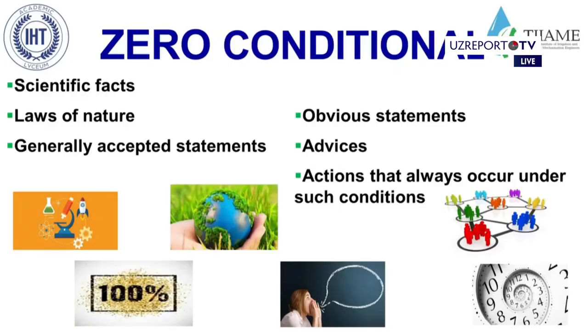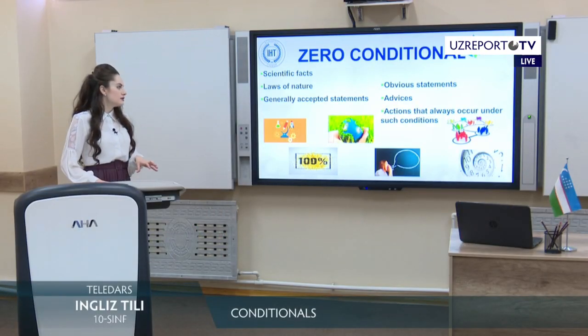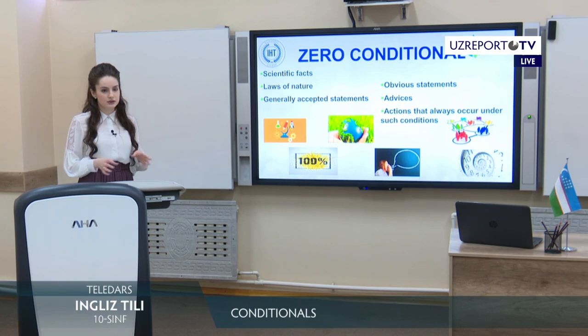The next one is obvious statements. It means that there is no other continuation in this situation, only one way of solution. The next one is advice. Advice is some kind of recommendation that we may follow. It is given to us in order to make our life better, to simplify our life. And the last one is actions that always occur under such conditions. It is similar to obvious statements; they have approximately the same meaning. So these are just the main points that I wanted to describe.